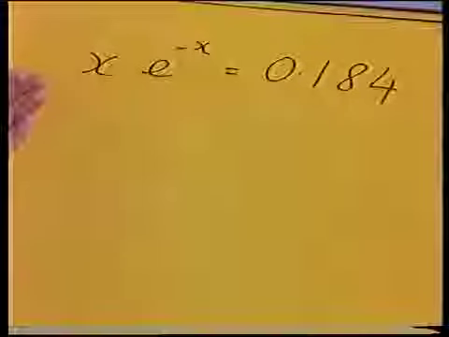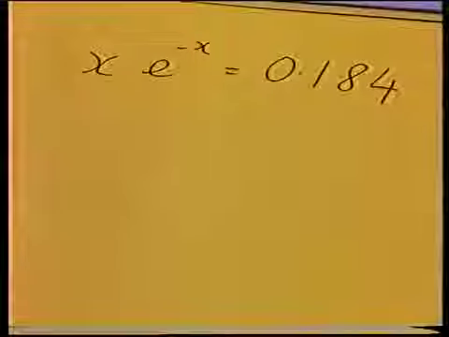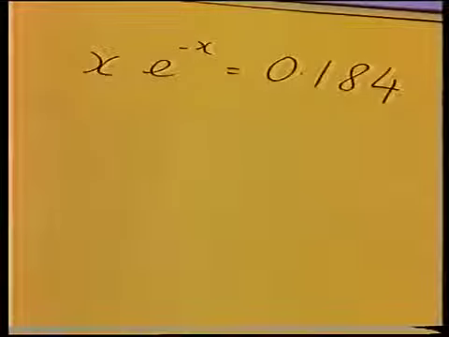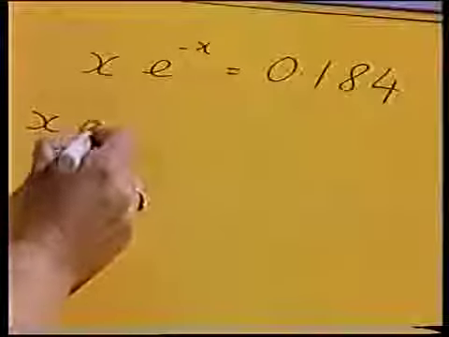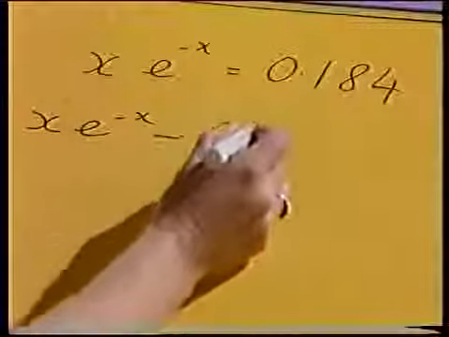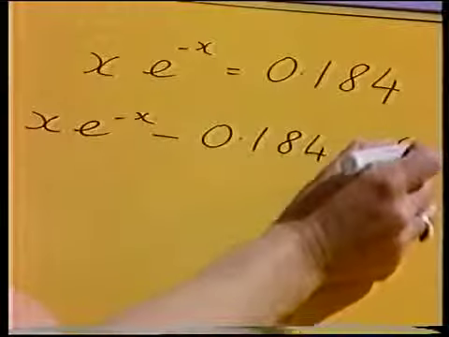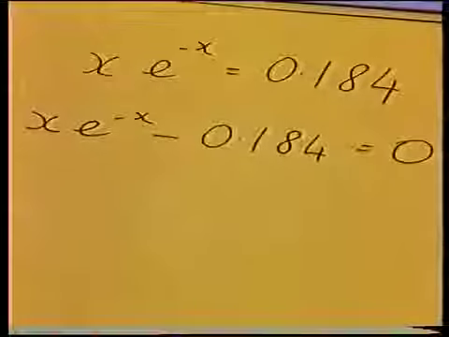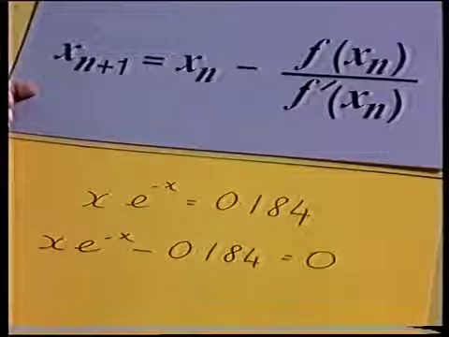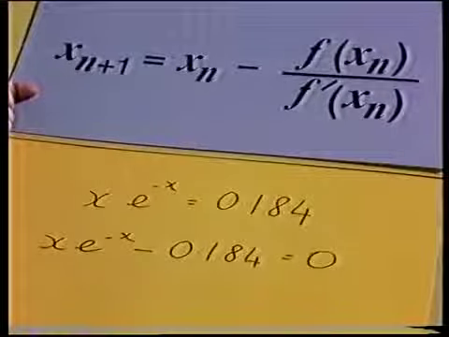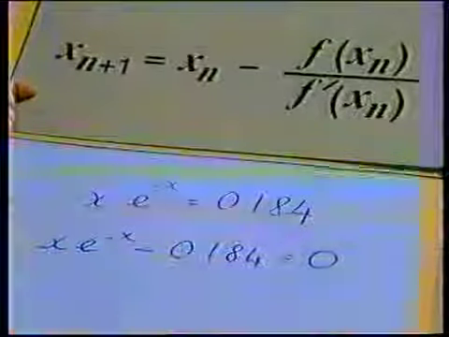Here's what we know. We know that x e to the minus x is 0.184. Now the first thing to do with this is to get it in the form something equals 0 by rearranging the equation. It's x e to the minus x minus 0.184 equals 0. And how do we solve this? Well, you met one good way of solving equations earlier in the block. It was this, the Newton-Raphson method. Now, this is the rule for any general f of x equals 0. So let's apply it to our special equation.